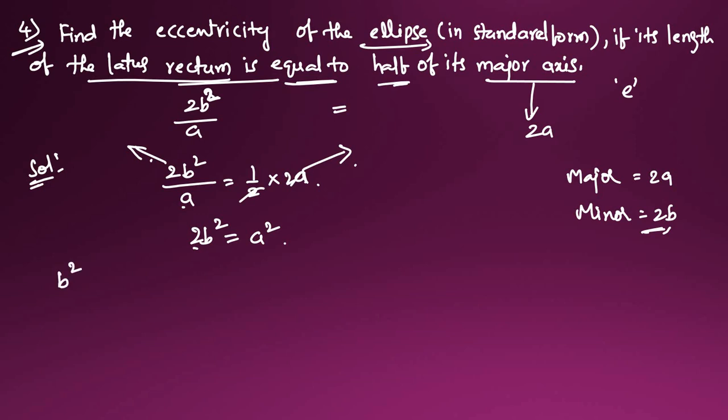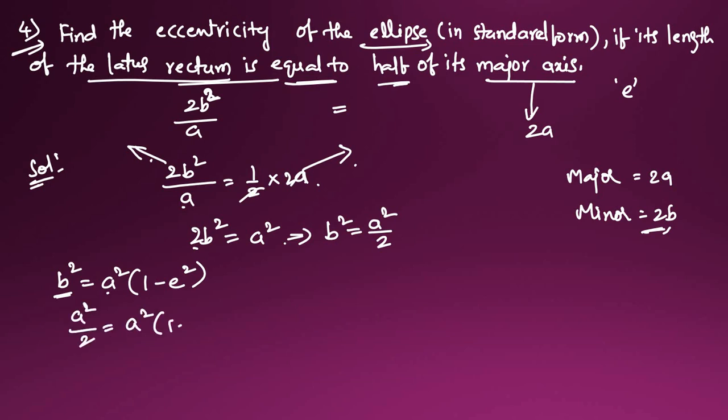Actually, b square is equal to what? b square is equal to a square into 1 minus e square, no? Okay, 1 minus e square. So from this we will write b square is equal to a square by 2. So a square by 2 is equal to a square into 1 minus e square. So a square will get cancelled. What will remain here? 1 minus e square is equal to 1 by 2 will remain.